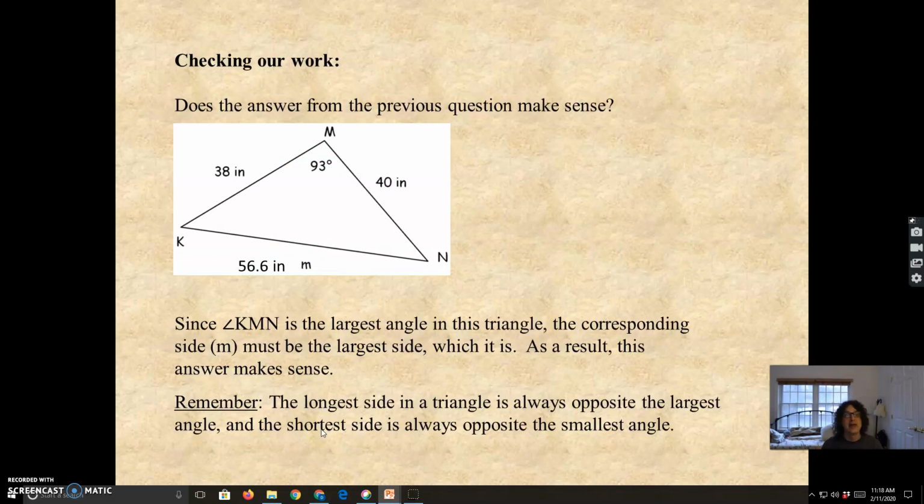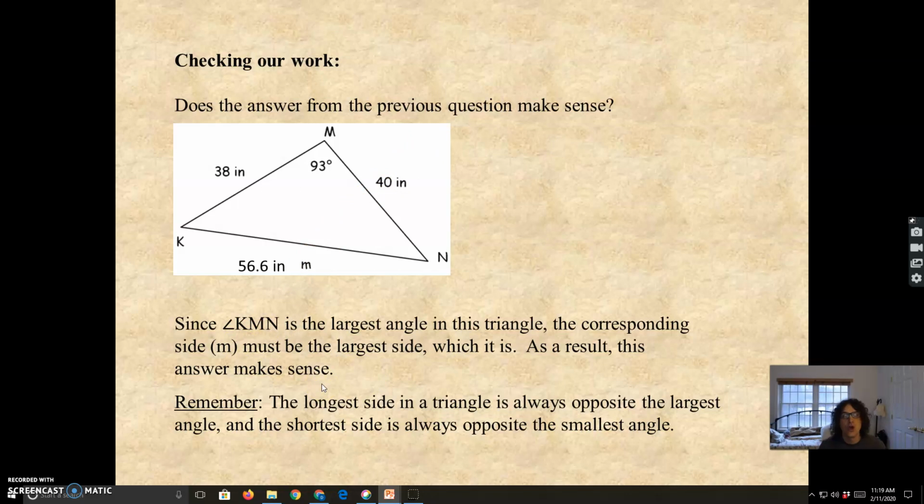Now, does our work make sense? And how do we determine if it makes sense? Well, we determined that this side m was 56.6 inches, and since KMN is the largest angle in this triangle, because there's no way you can have two obtuse angles in a triangle, because the sum of all three angles is only 180 degrees, the corresponding side, lowercase m, must be the largest side. And it is. As a result, our answer makes sense.